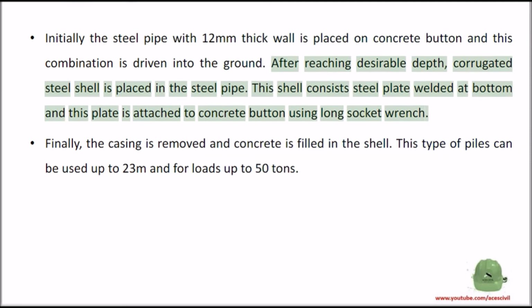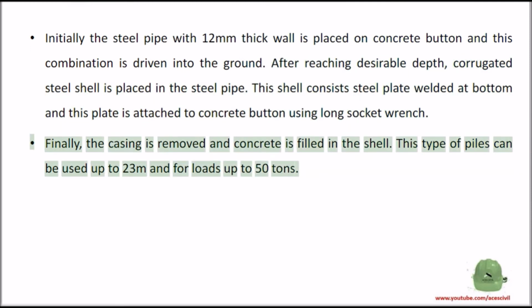After reaching desirable depth, corrugated steel shell is placed in the steel pipe. This shell consists of a steel plate welded at bottom, and this plate is attached to concrete button using long socket wrench. Finally, the casing is removed and concrete is filled in the shell. This type of piles can be used up to 2-3 MN for loads up to 50 tons.